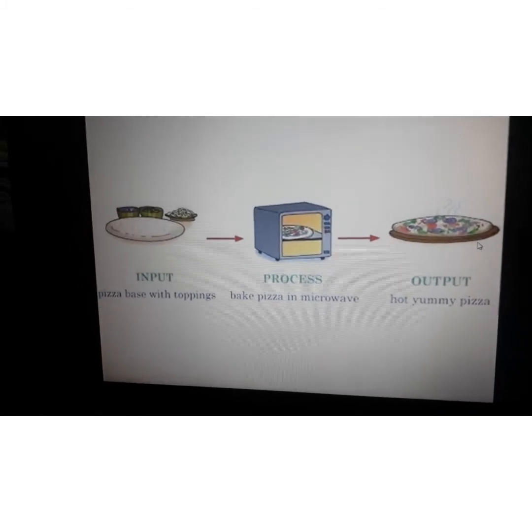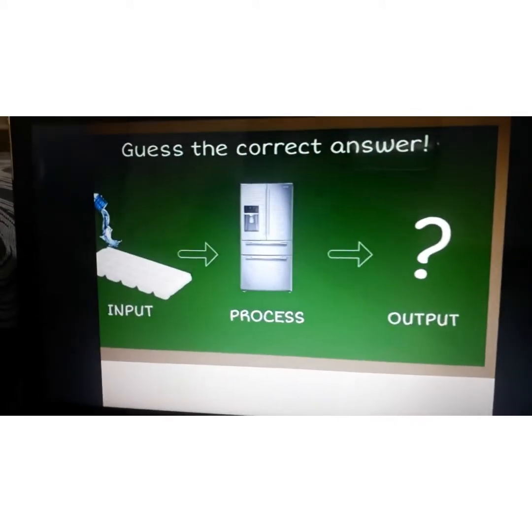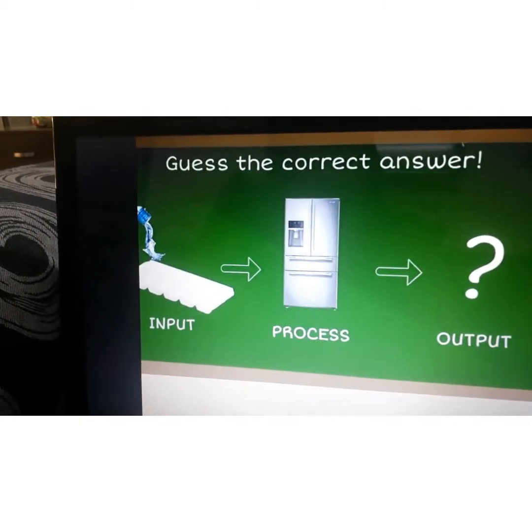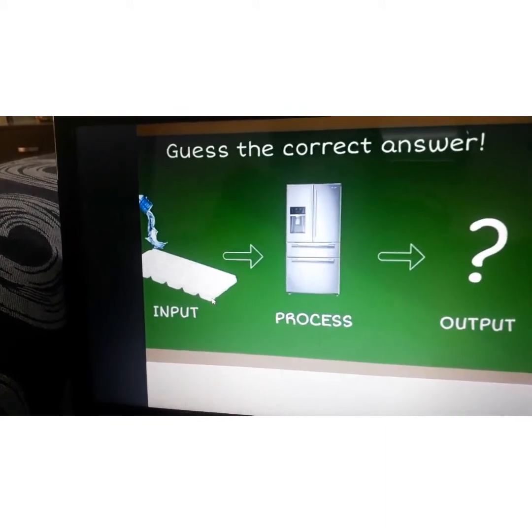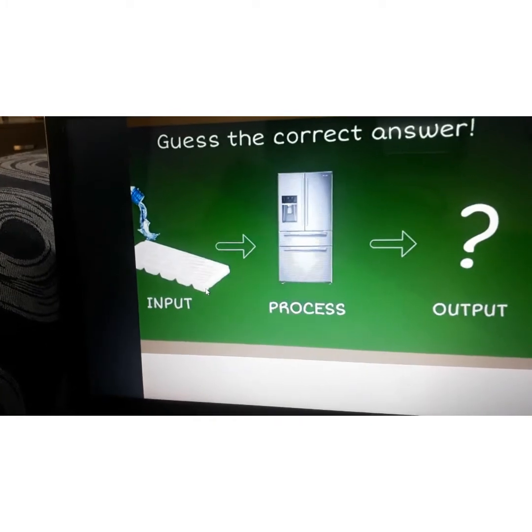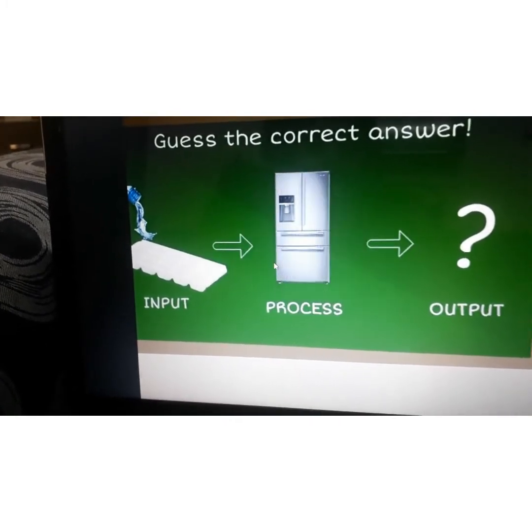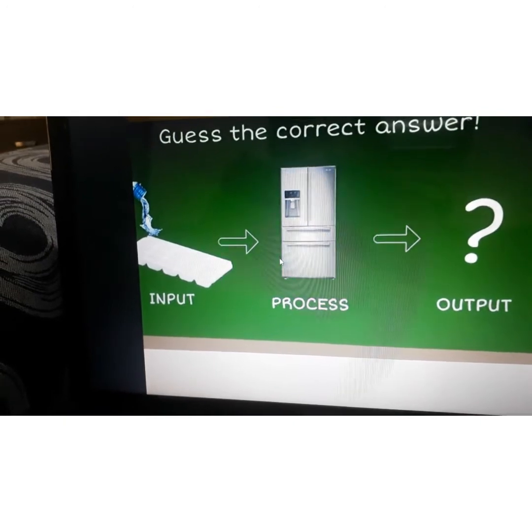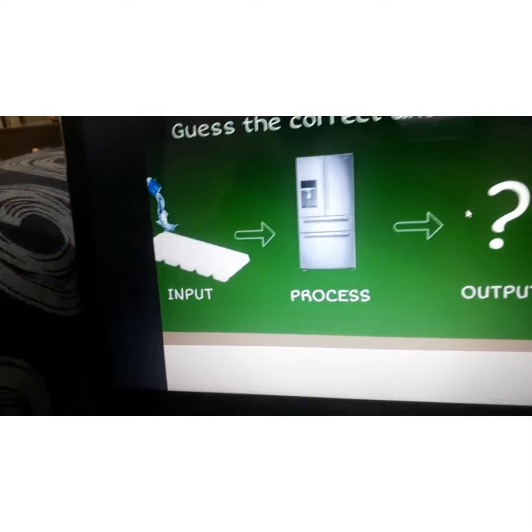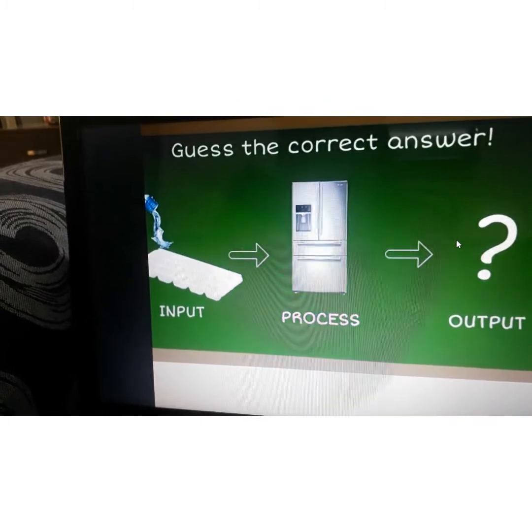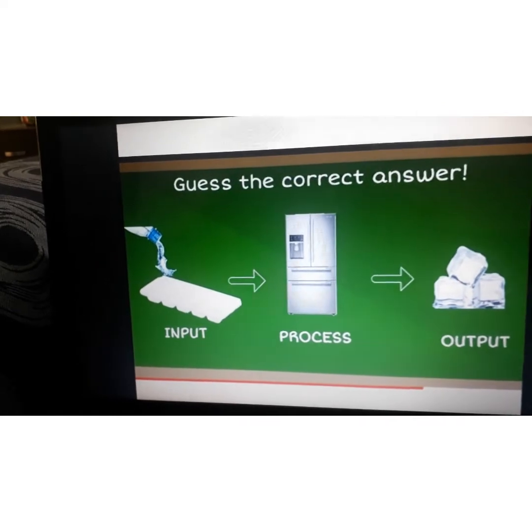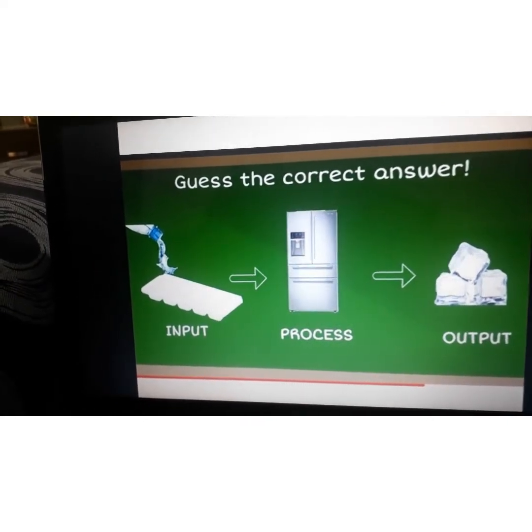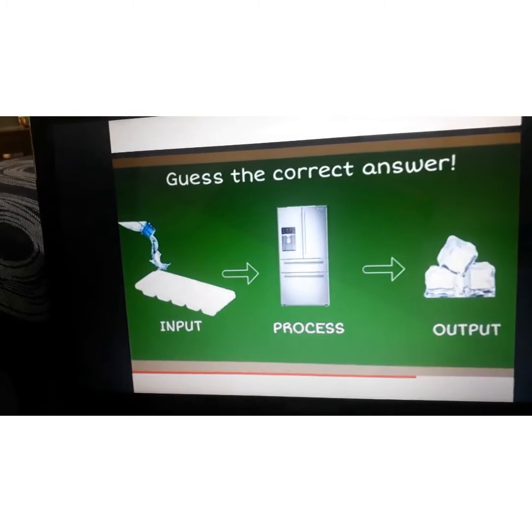Yeah. So now, let me just ask you a question. Let's move on to my next slide. Whoa. We need to guess the correct answer. So, the input is some water in the ice box. The processing happens in the refrigerator. Any guesses for the output? Yes, my children have already guessed it right. The output would be ice cubes.